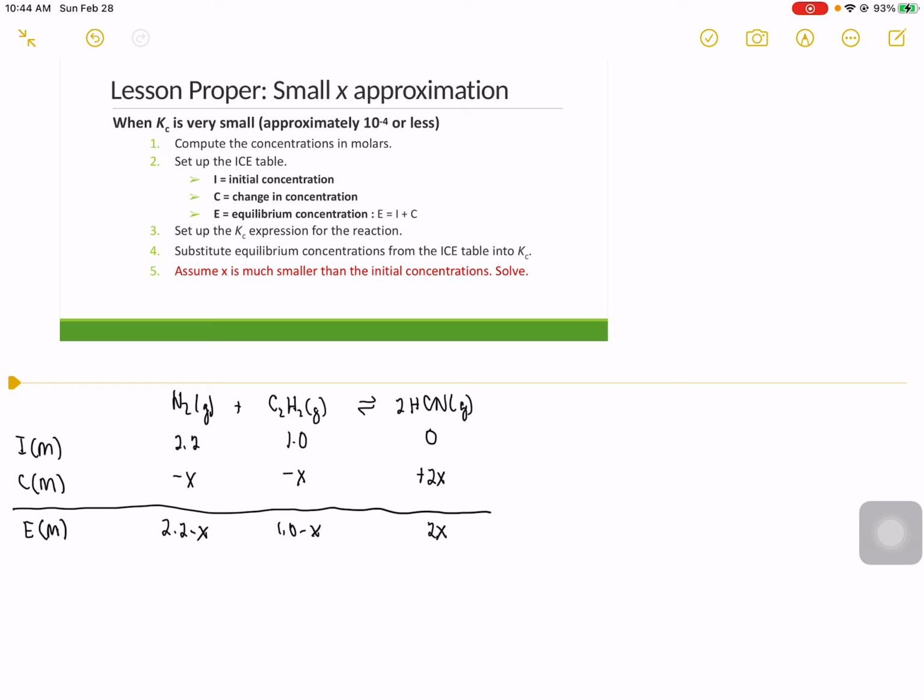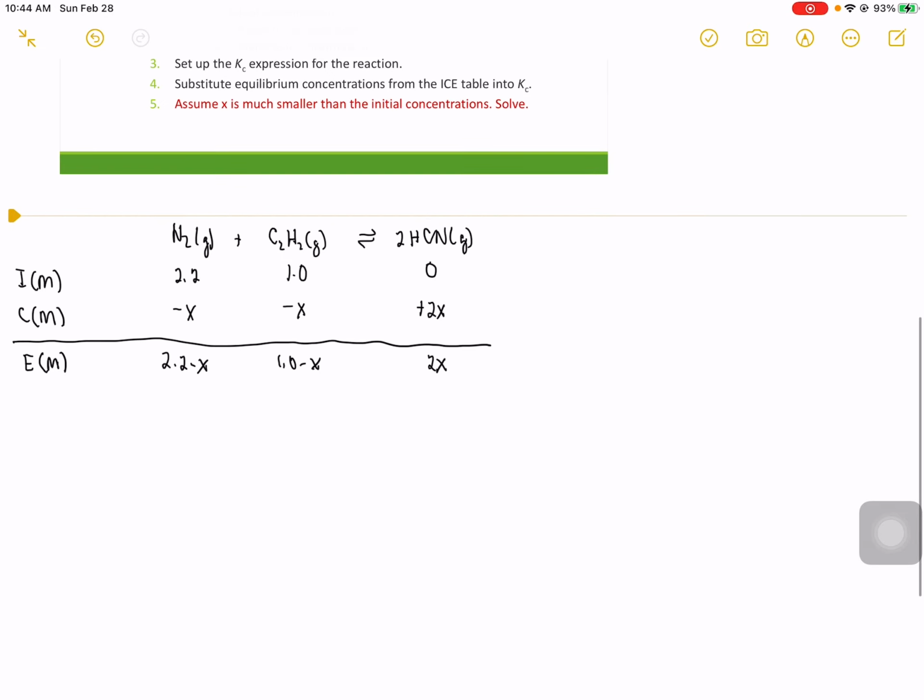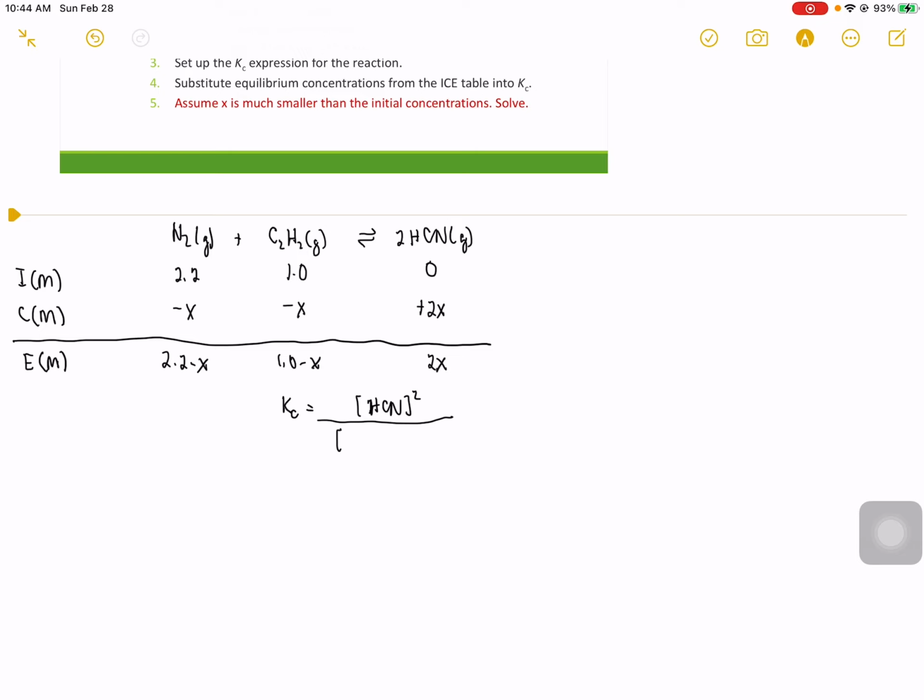Now that the ICE table is already done, we are now ready to set up the K sub C expression for this particular reaction. So setting up the K sub C expression, we then write K sub C is equal to the concentration of hydrogen cyanide squared divided by the concentration of nitrogen multiplied by the concentration of our acetylene.